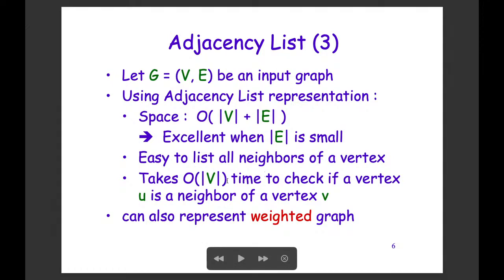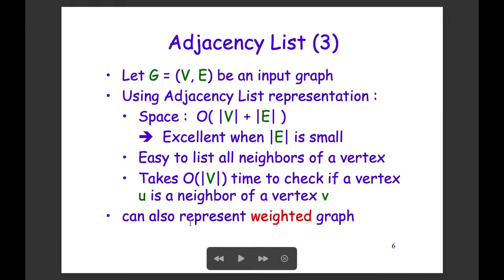But on the other hand, this is something that is not good. If I just want to check whether a certain vertex 1, let's say, is connected to 7 directly, then maybe we will need to look through all the neighbors of 1 before we can confirm whether the vertex 7 is a neighbor or not. So in the worst case, it may take order V time to check if a certain vertex is a neighbor of another vertex.